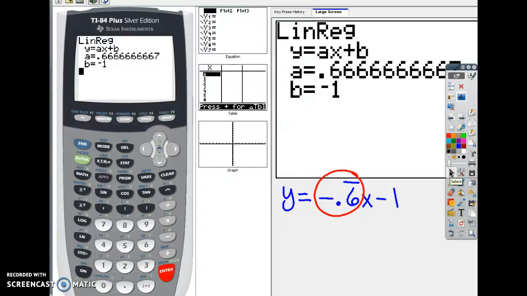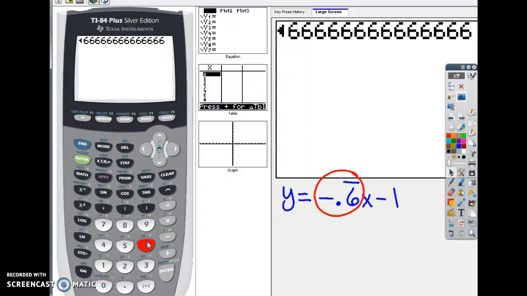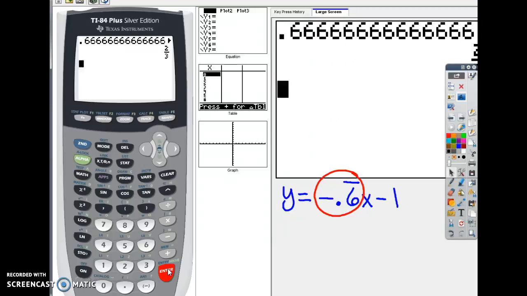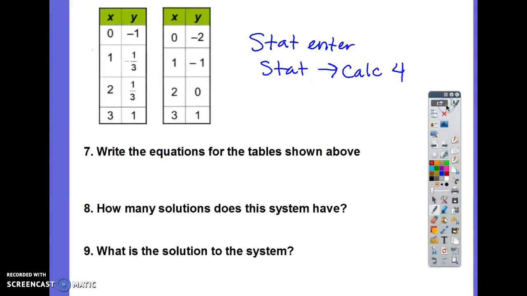So what I'm going to do is I'm going to put 0.6, and I'm going to repeat the 6 all the way to the end of the calculator. So don't count how many 6's there are. Just take it all the way to the end. Press math, enter, enter, and it's going to give you the fraction, which is 2/3. So now you have y equals 2/3 x minus 1.